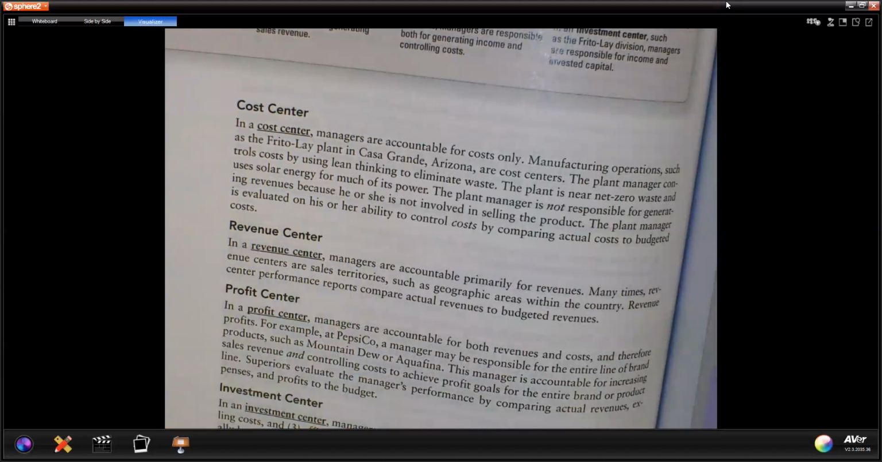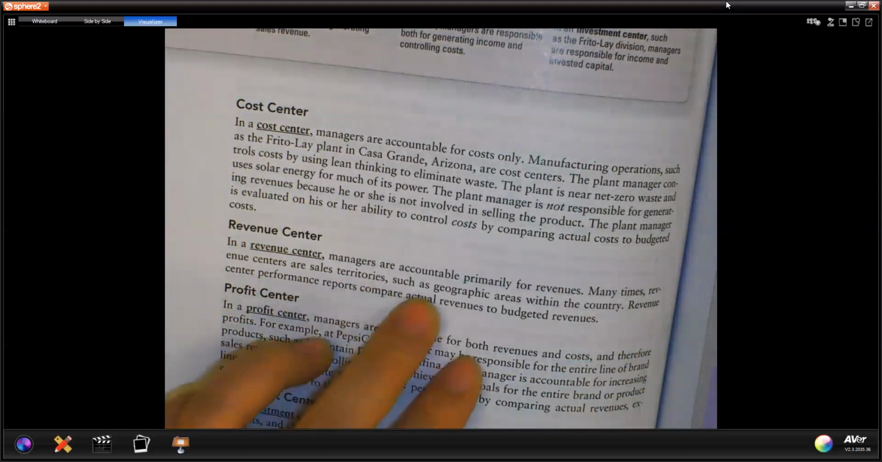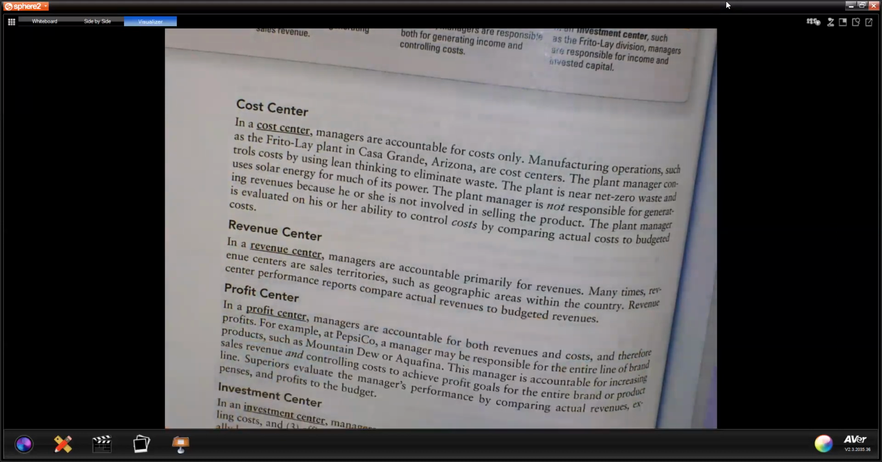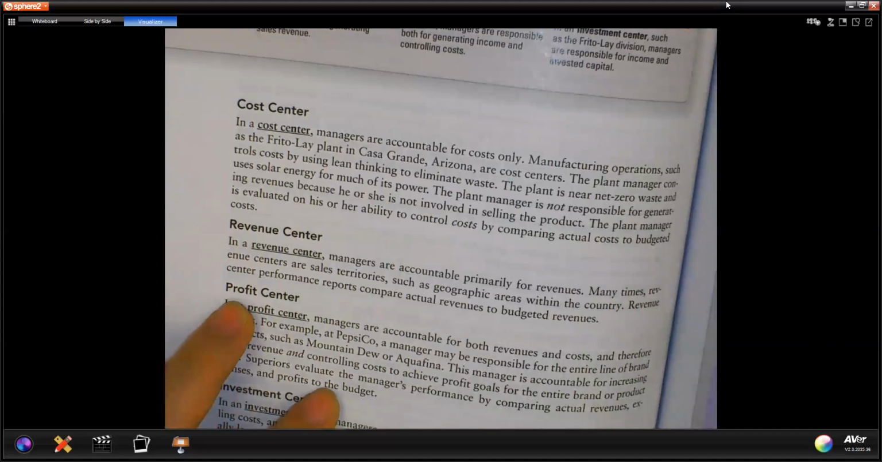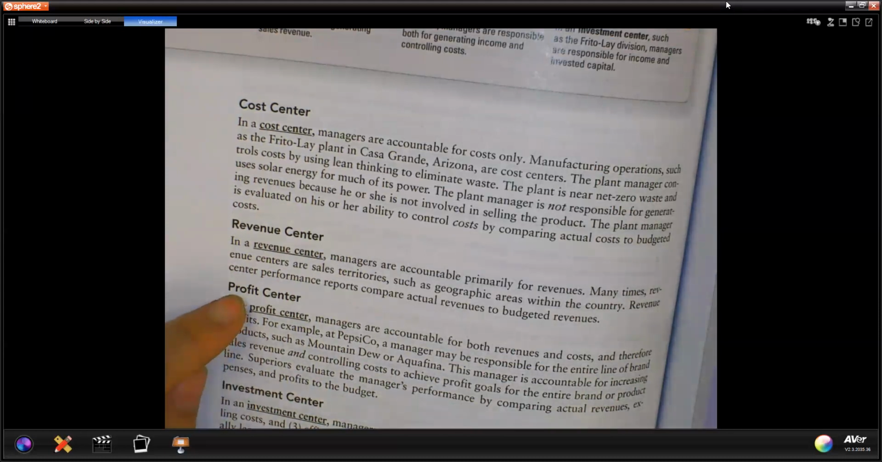Revenue center. So it's only responsible for the revenue. Most of the time, revenue centers are sales territories, such as a geographical area within the country, right? So they are only focused on the revenue. But the next one is more common, profit center. That's just what you want to think, right? It's responsible for revenue and it's also responsible for the cost. So they will be evaluated based on the profit. They will be responsible for their profit.